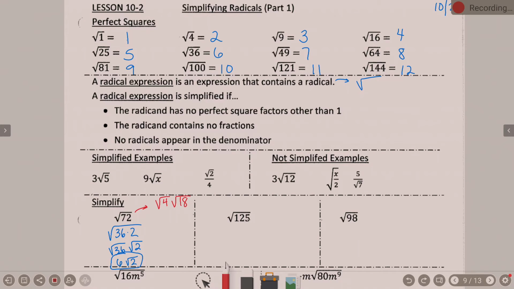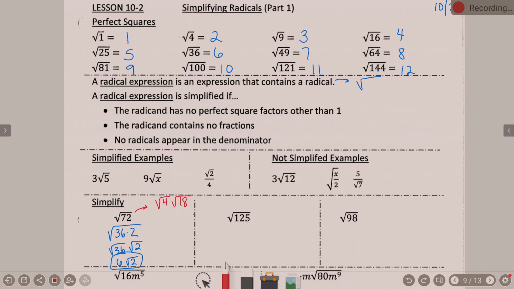Here's the question, okay? 4 is good. We know we can take the square root of 4. Does 18 have any other perfect squares in it? So does 18 divide by any of these numbers here? Does 18, well, 1 doesn't really matter, right? Does 18 divide by 4? No. Does 18 divide by 9? Oh, yes. Yeah, it does, doesn't it?